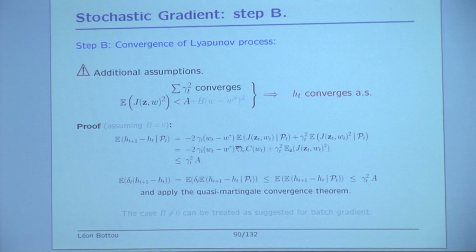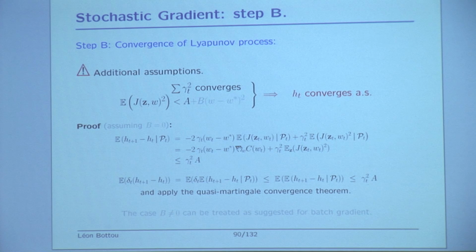So I go to my step B, convergence of the Lyapunov process. I'm going to have the same additional assumptions, a little bit changed in structure. The first one is that the sum of gamma_t squared converges, about the same. The second one is that the expectation of my local gradient squared, so basically a second moment, is bounded. But the difference compared to what I had is that I cannot say it's just bounded by a constant; I have to say that there is an A.